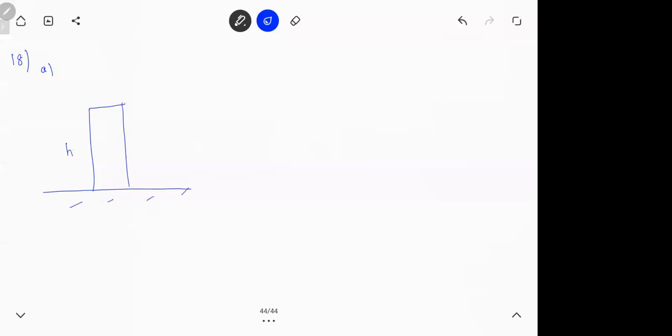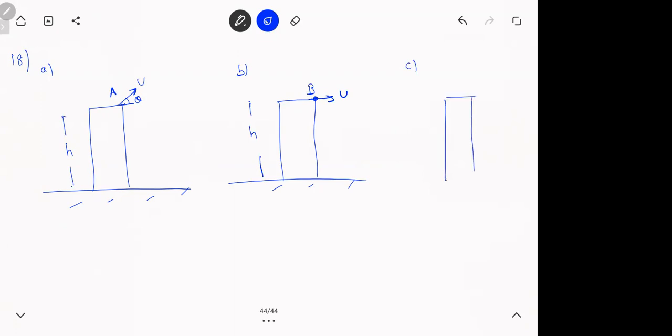You have a building of height h. You projected with theta. This is particle A. We have done all these things just now, but I'm just making you do it with variables. You're projecting horizontally with B, B particle. Height is h. Same building, but you're throwing down with theta. This is C.